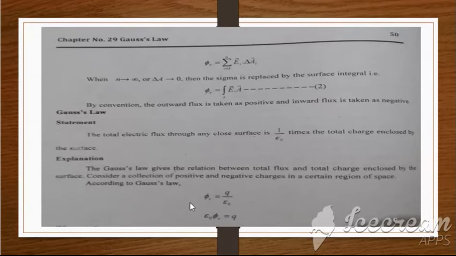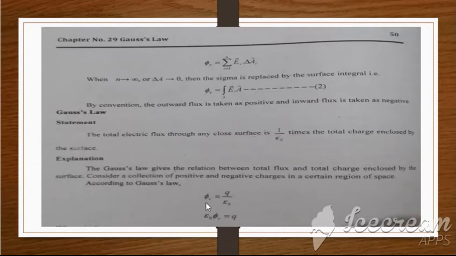How can we explain it? Gauss's law gives the relationship between total flux and the total charge enclosed by the surface. Gauss's law is applicable only to closed surfaces. For calculation of the flux or electric field intensity through that surface, consider a collection of positive and negative charges in a certain region of space.